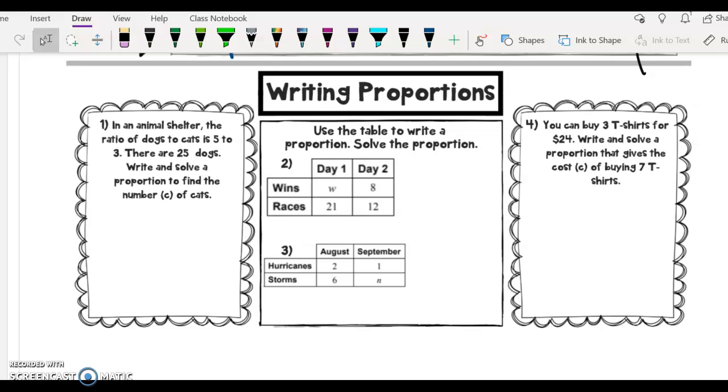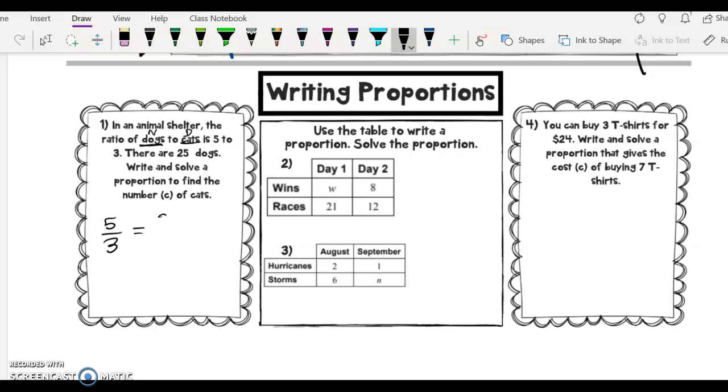Okay, so now we're going to practice writing proportions based off of word problems. For number 1, it says: in an animal shelter, the ratio of dogs to cats, which means that dogs is our numerator and cats would be our denominator, is 5 to 3. So that means I have 5 over 3. And there are 25 dogs.